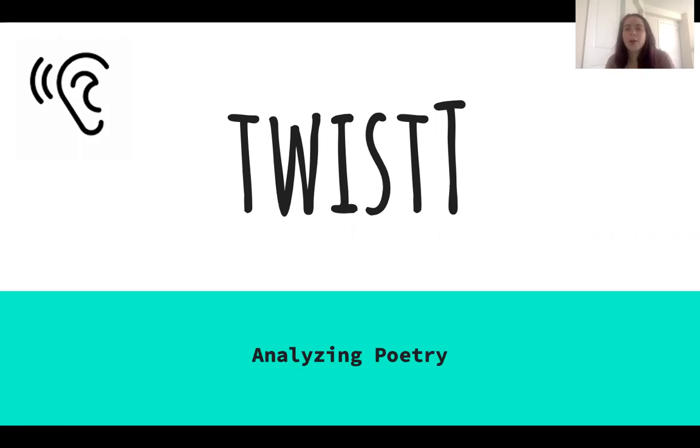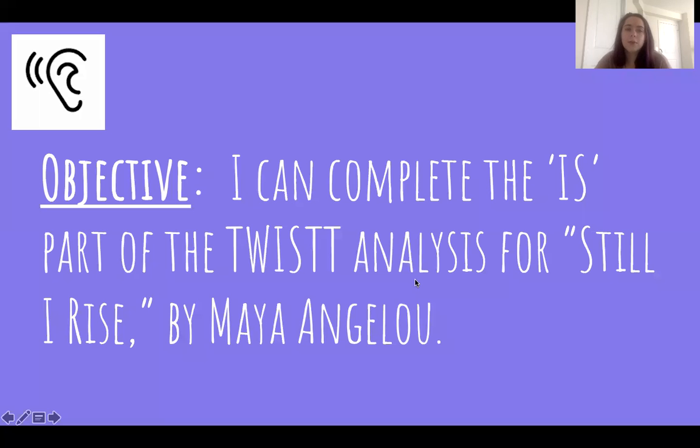Today we are continuing with our work on our twist analysis for Still I Rise by Maya Angelou. Yesterday we did the T and the W, the title and the what is it about. Today we're doing the I and the S, talking about imagery and style. We're going to talk more about what that looks like later. For now, let's go over your objective.